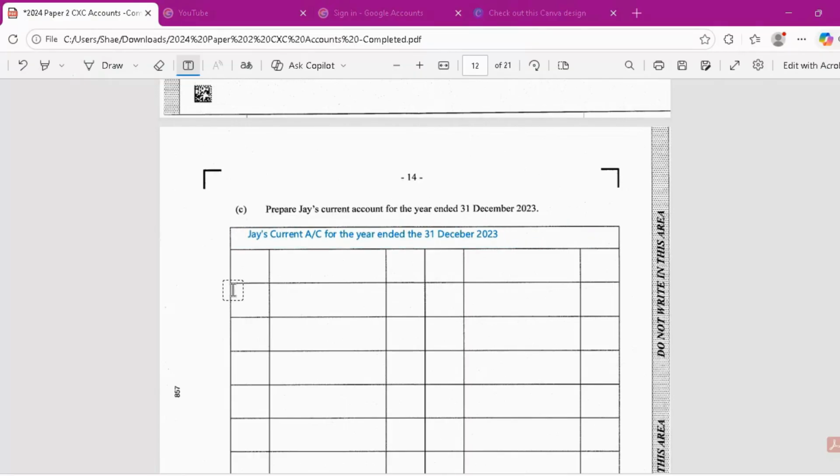So it's date, details, amount. And we do the same for each side. So it's date, details, and amount.